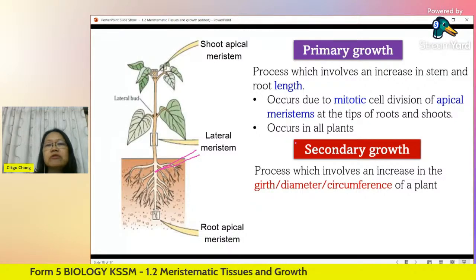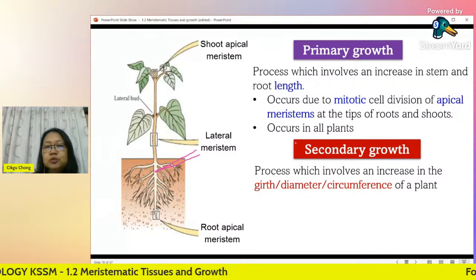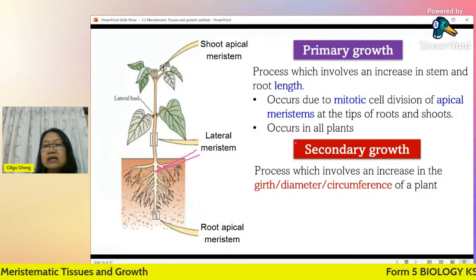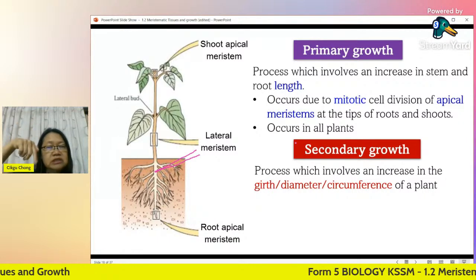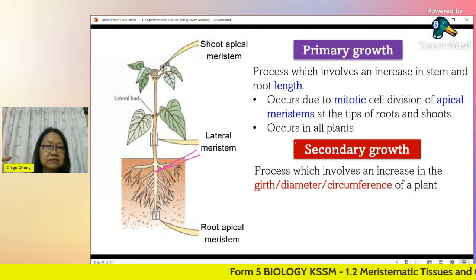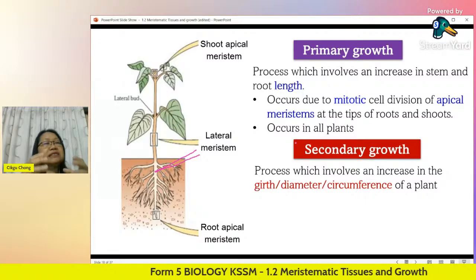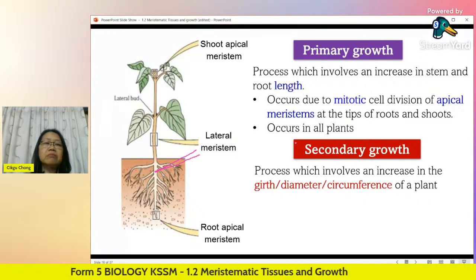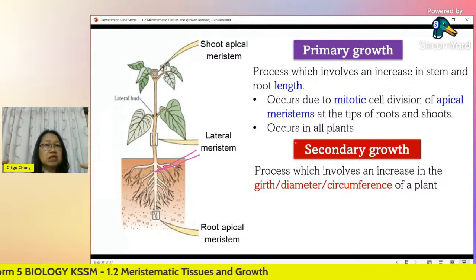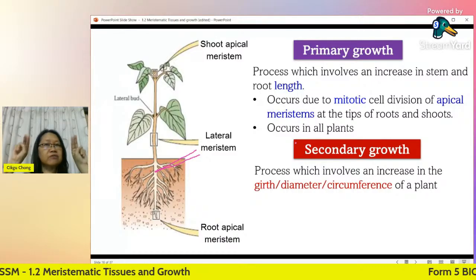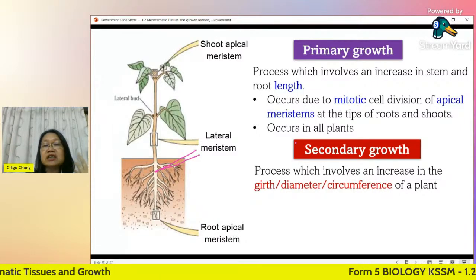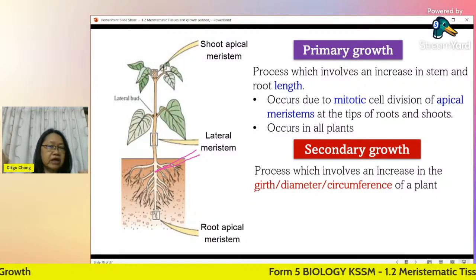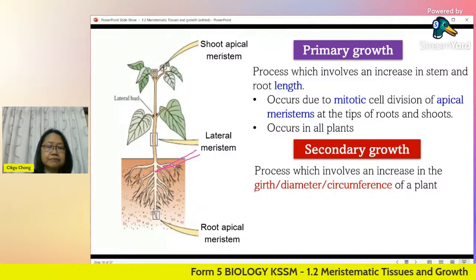So the secondary growth definition is a process which involves an increase, not in length, but sideways. That means the stem or the root becomes bigger in terms of diameter. It becomes fatter, an increase in the girth. Girth actually means diameter, or circumference of the plant.